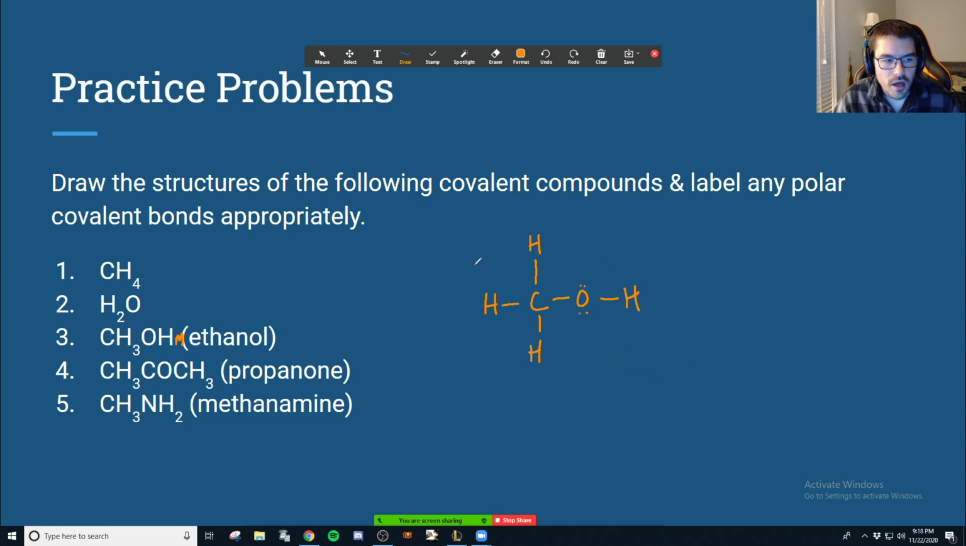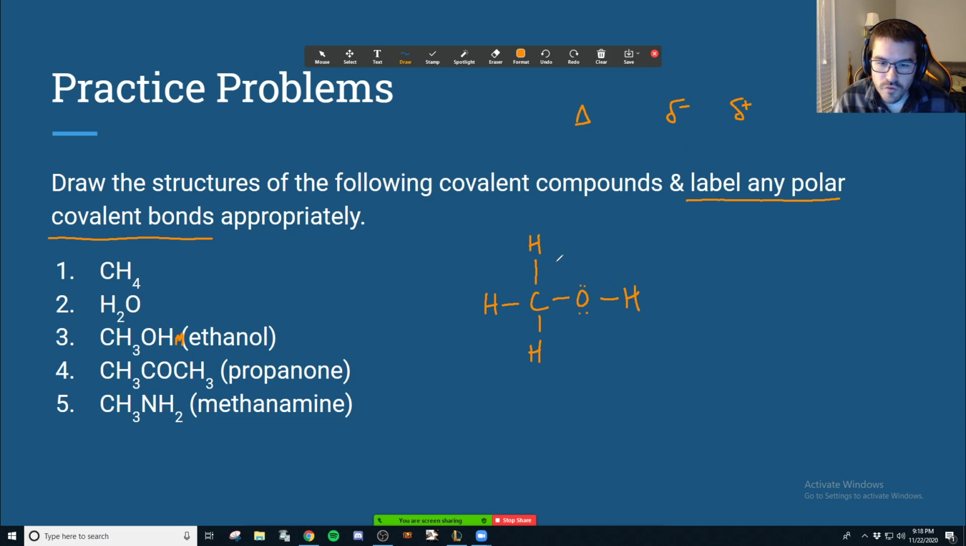okay? So the question is, we want to draw these structures, we can do that. Label any polar covalent bonds. Okay, so we need to determine, are there any polar covalent bonds? And if there are, we need to label them with those partial negative and partial positive labels, okay? This is actually the Greek letter delta, lowercase delta, okay? This is capital delta. This is lowercase delta with a negative and positive sign.